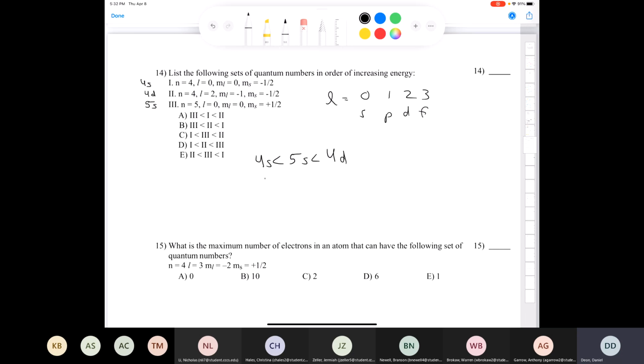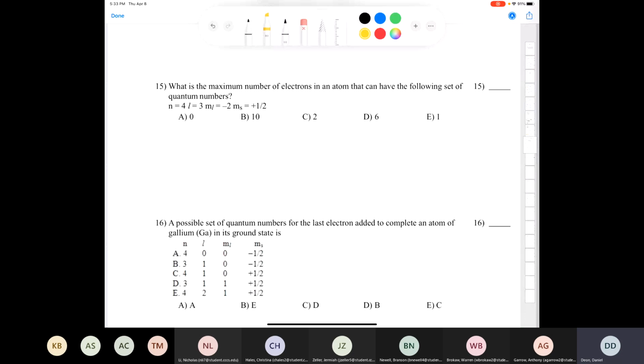So what are their numbers? This would be 1, and then 2 would be the king of the castle, and then 3 is somewhere in the middle. So which one is that? That's C. There we go. So we go from 1 to 3 to 2, which is the highest energy.